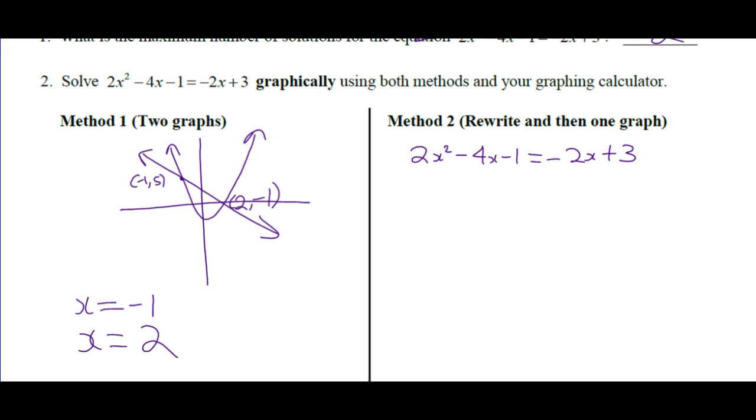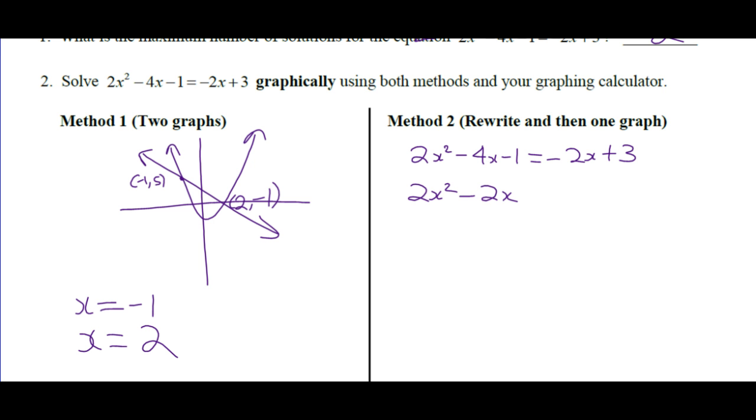So what are we going to do with that negative 2x? How do we get rid of negative 2x? Add it to both sides, right? So we're going to add 2x to both sides. So this will be 2x squared. Okay, if I add 2x to negative 4x, what do I get? Negative 4x plus 2x is negative 2x, right?